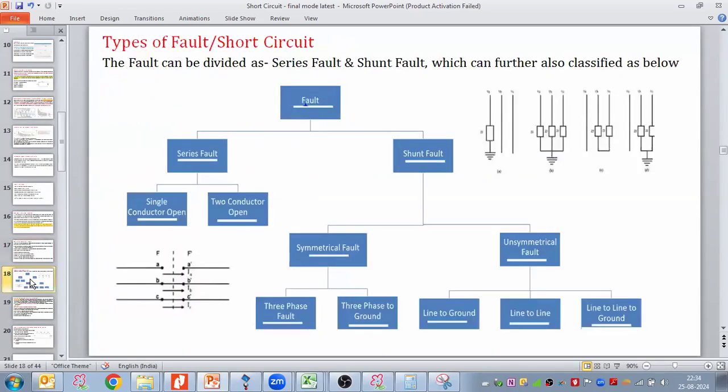Now let us see the nature of the fault. When the fault occurs, what is the nature of the short circuit current? The fault can be divided into series fault and shunt fault. It could be series, it could be shunt. Series fault could be single conductor open or two conductor open. So that is the series fault.